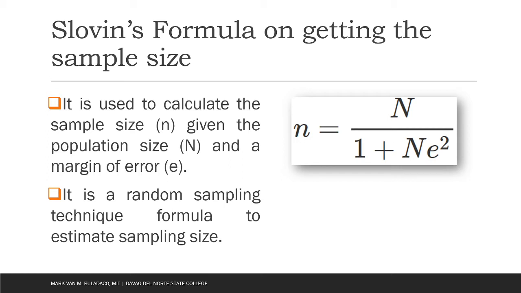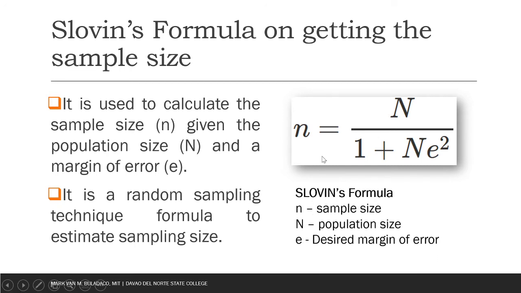So this is the formula of Slovin for getting the sample size. It is n = N divided by the sum of 1 and the product of the population N times the square of the margin of error, or n = N / (1 + Ne²). Okay, so small letter n is the sample size. That's our target, and we need to get it. And then the larger N is the population size. e is the desired margin of error.